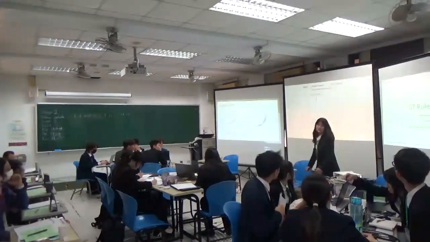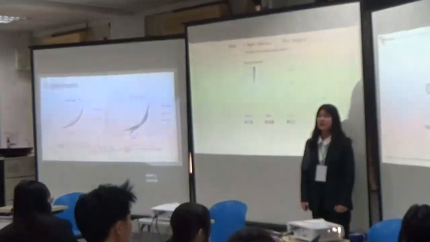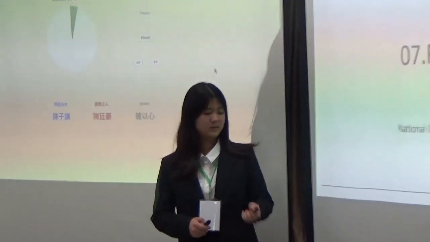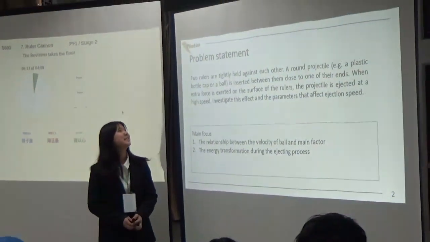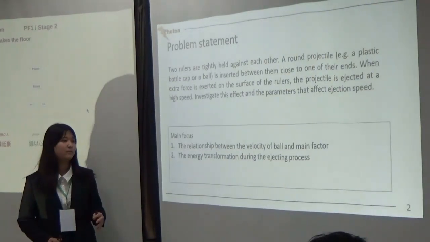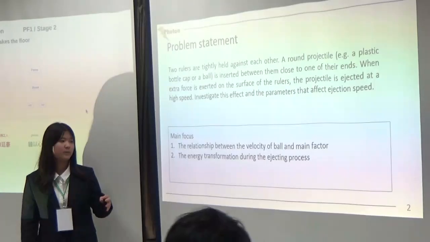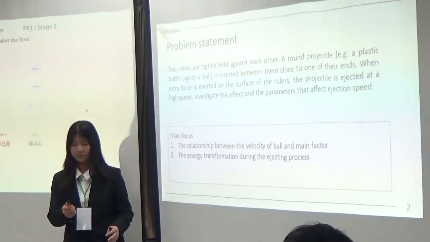Hello everyone, I'm the reviewer, Zhongyi Xin from National Champ of Girls Senior High School, and today I'm going to review problem number 7, river canal. There's the problem statement above, and we can know that the main focus is the relationship between the velocity of the ball and the main factor, and the energy transformation during the ejecting process.